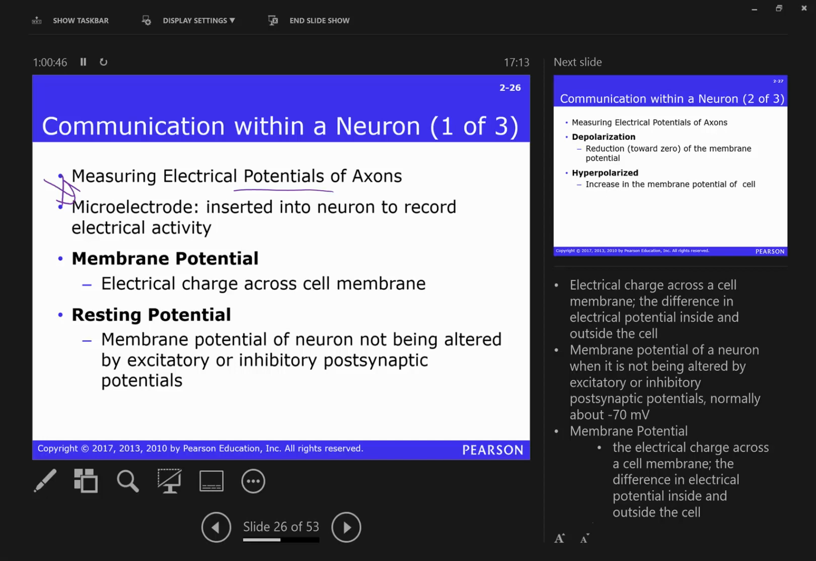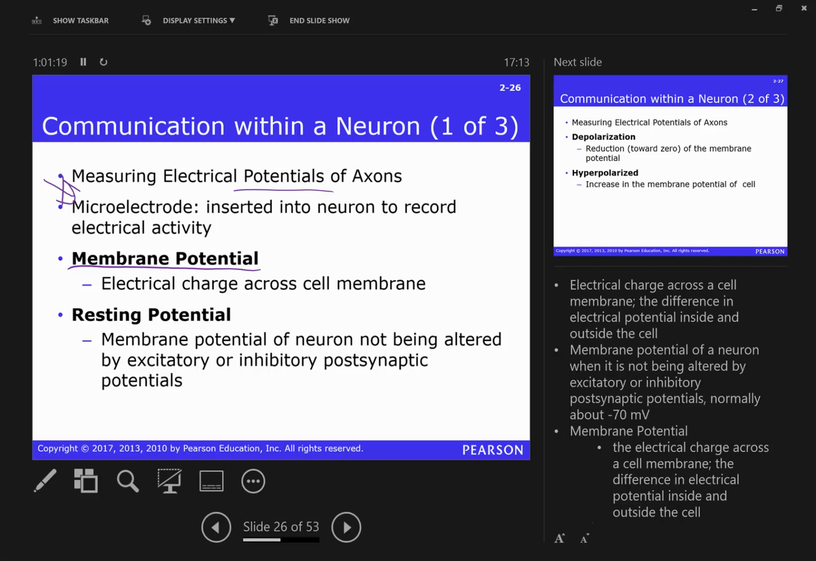All right, so what we're going to do is measure something called the membrane potential, okay? And there are different times when we might measure this membrane potential, but overall this is going to be the electrical charge across the cell membrane. So basically what we're saying is how positive or negative is the inside of the cell relative to the outside of the cell, okay? To make things easy for you, we have decided the outside of the cell is always 0, okay? It's always 0.